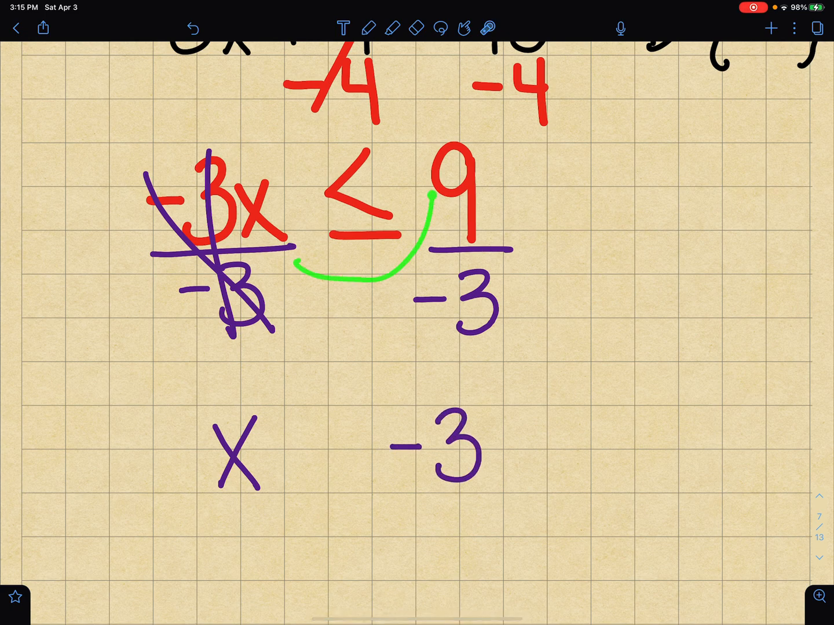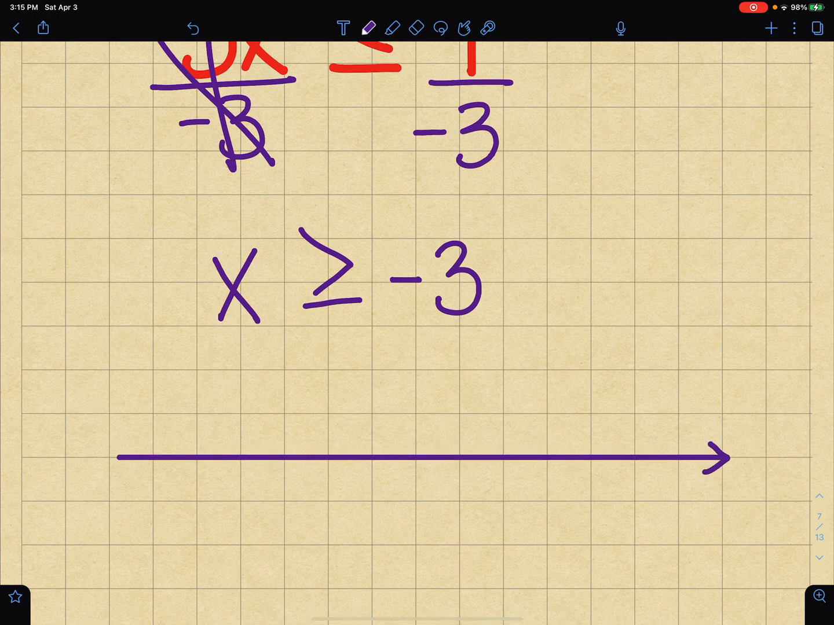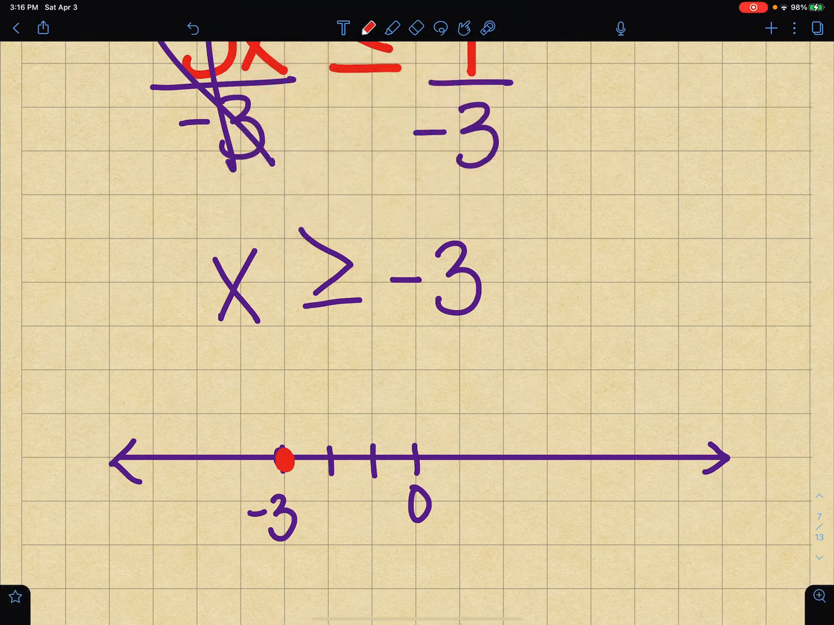What do I do with this inequality? I have to remember to flip it. So it now looks like this. X is greater than or equal to -3. So let's graph that. Okay, here's my number line. Here's 0, 1, 2, -3 here. It's going to include -3, so that's going to be a closed circle. And is it to the right or the left? Well, x is greater than or equal to -3, so let me make it a little more clear to see. That is my answer. Sweet.